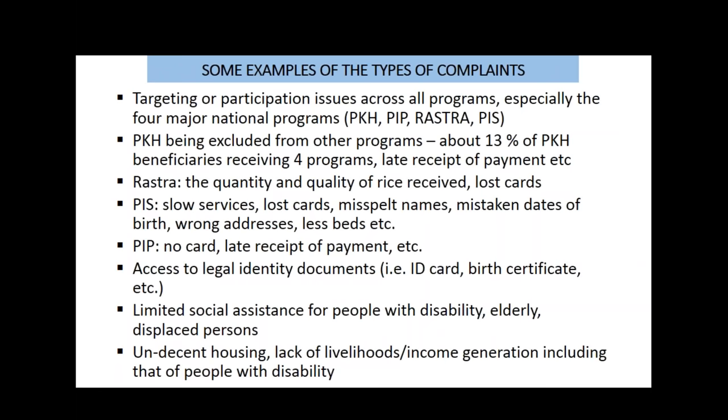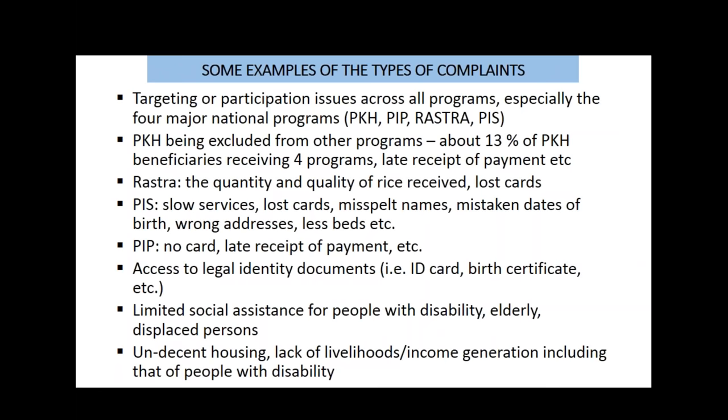Starting 2018, PKH targets around the below 10%, while before 2018, it was targeting the poorest segment of the people in Indonesia, around 7.5% below. And based on the data gathered by SLRT, only about 13% of the PKH beneficiaries receive four programs. Other complaints relating to PKH is late receipt of payment.